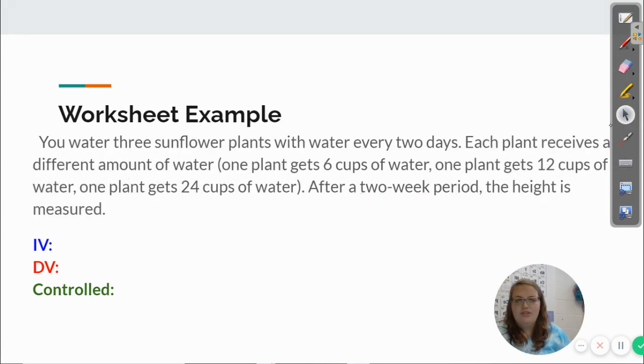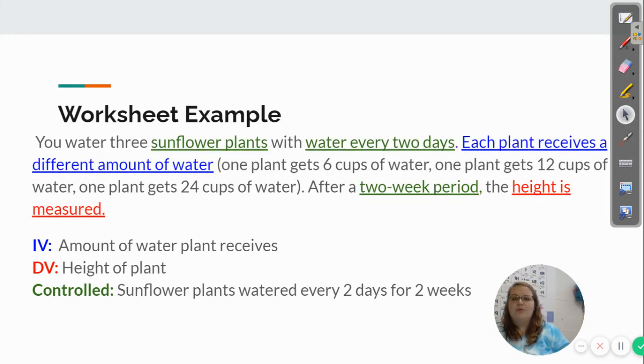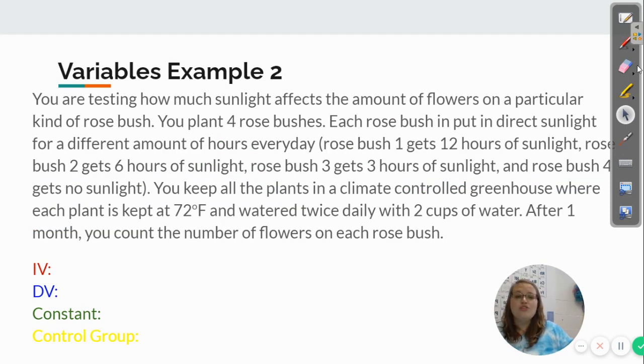And I have that written out on the next slide. So sunflower plants with water every 2 days for a 2-week period is your controlled. Your dependent variable is the height that's measured after 2 weeks. And then your independent variable is the amount of water each plant receives. So let's do another one.